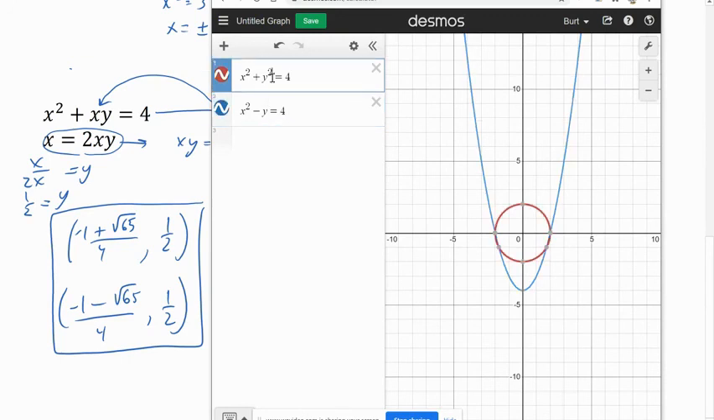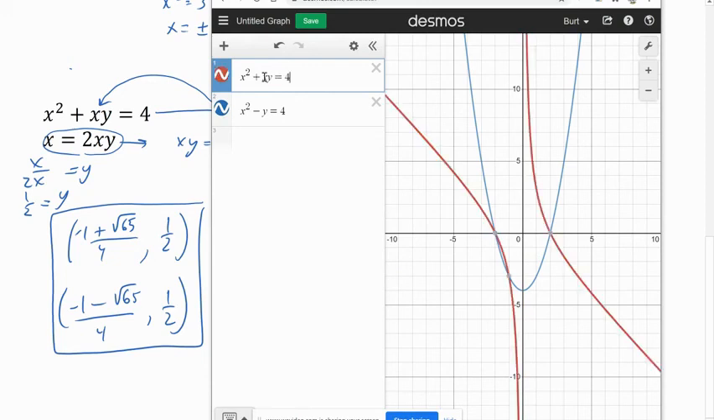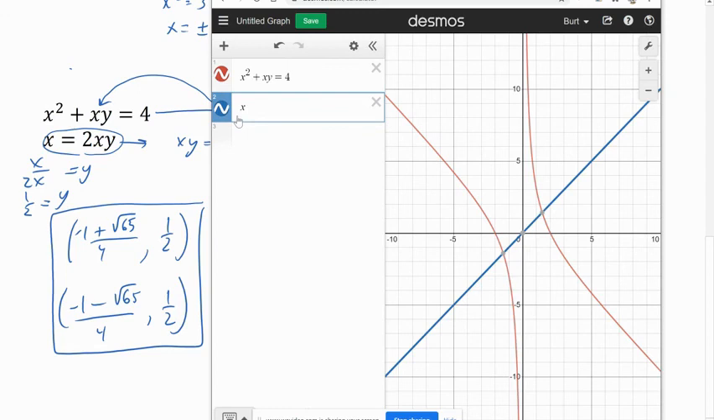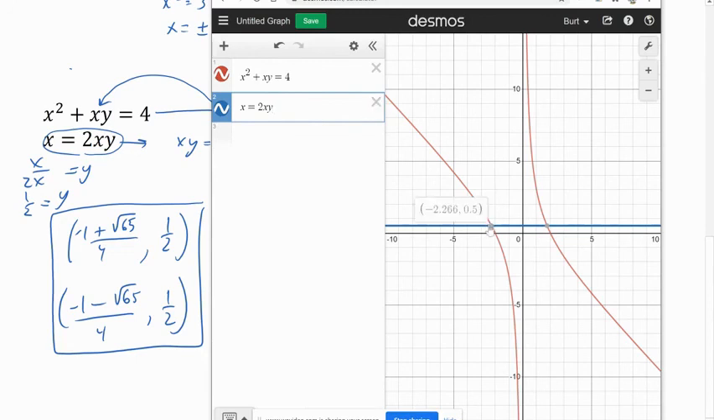x squared plus xy equals 4. And x equals 2xy. And those are our two solutions.